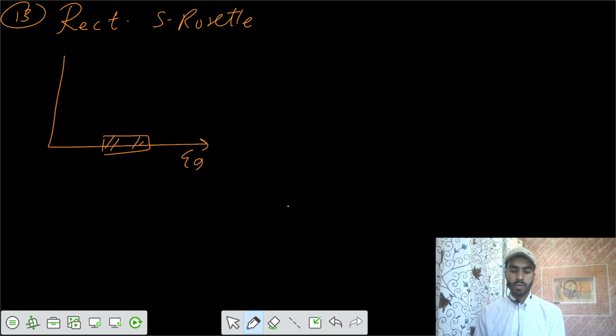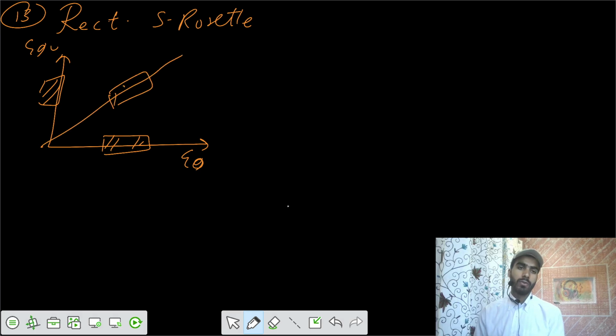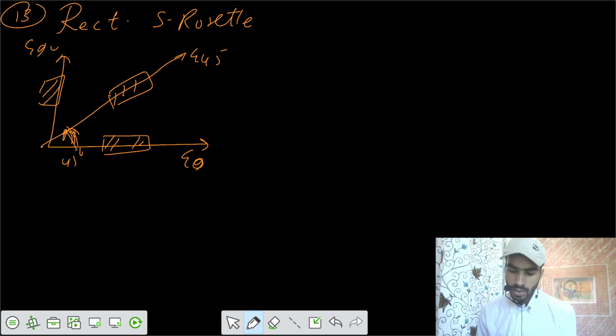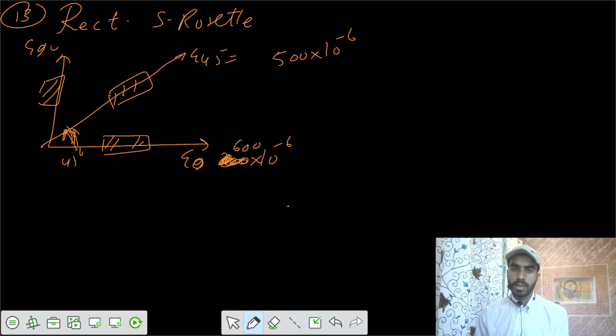This is E0, E90, and one more is at an angle of 45, so E45, theta 45 anti-clockwise from the horizontal. The values are also provided. So the values are E45 equals 500 into 10 to the power minus 6, E0 equals 200 into 10 to the power minus 6, E90 equals 200 into 10 to the power minus 6. This one was 600 into 10 to the power minus 6. This one is 2 into 10 to the power minus 6.